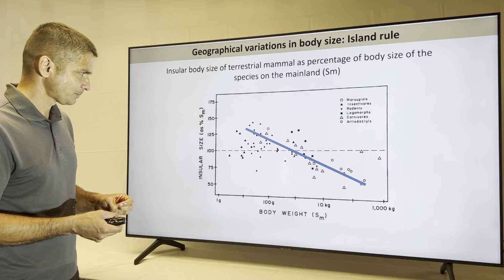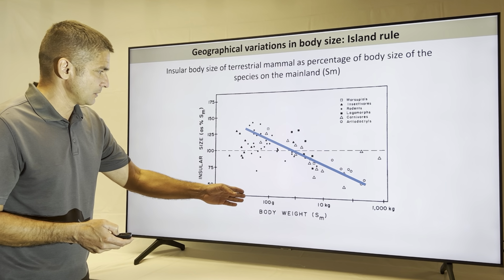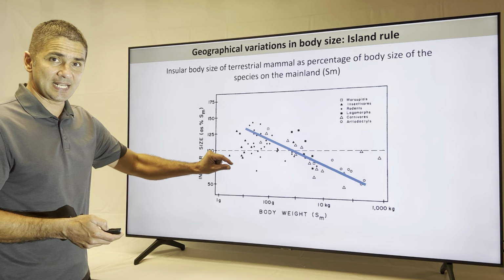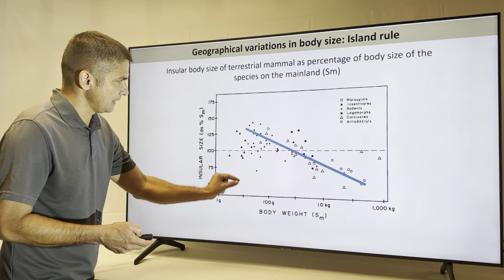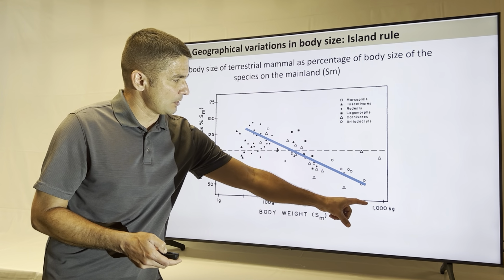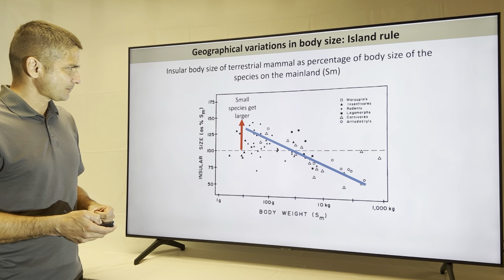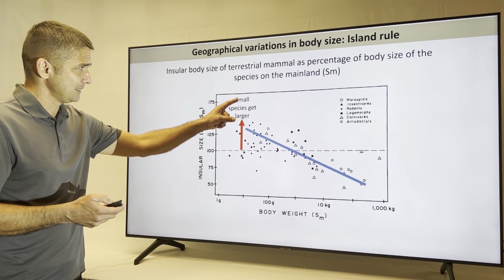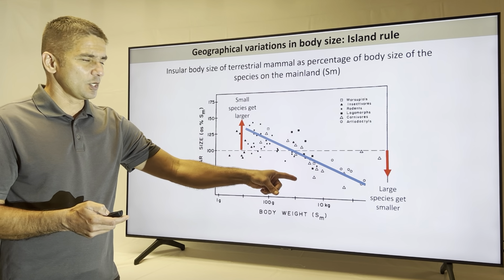And what you find, again, is that species that are large on the land become bigger on the island. We're talking about the same species or similar species on the continent becoming larger on the islands, and species that are larger on the continent becoming smaller on the islands. The pattern itself, again, is that species that are small will become large, and species that are large will become smaller.